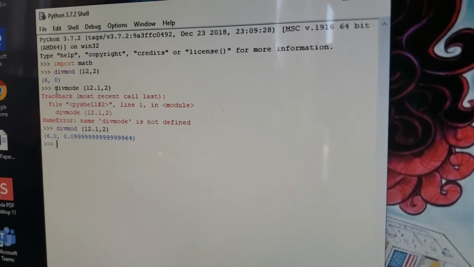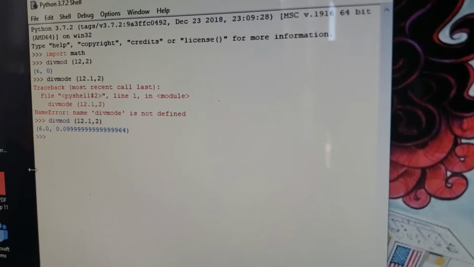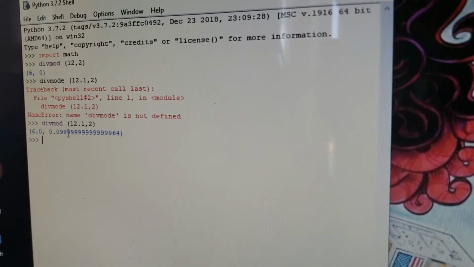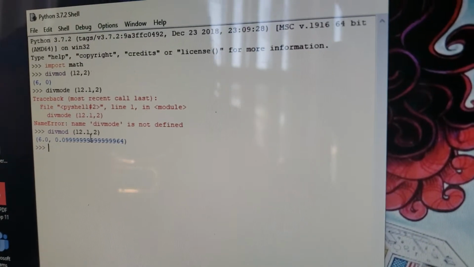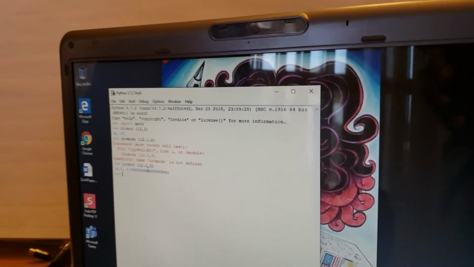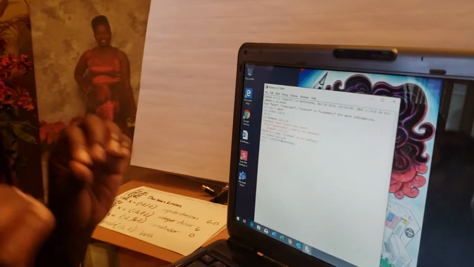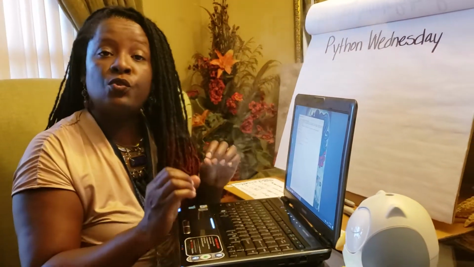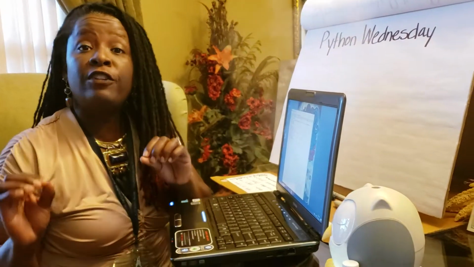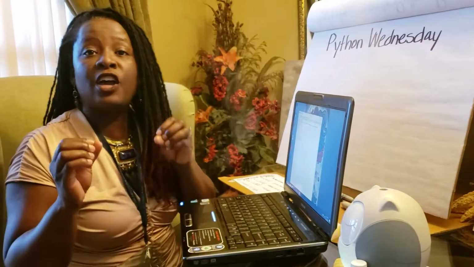So the 0.99 is like, once you divide 2 into that, that's what you would get as the remainder. Okay, so it's different than what we talked about last week. There's a difference between dividing integers by integers when using divmod, and there's a difference when using the float, which are real values, which are values with decimals.